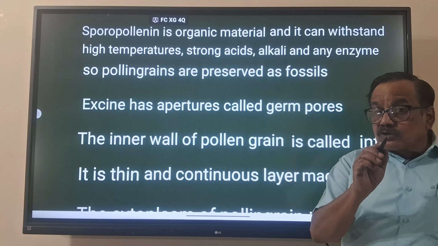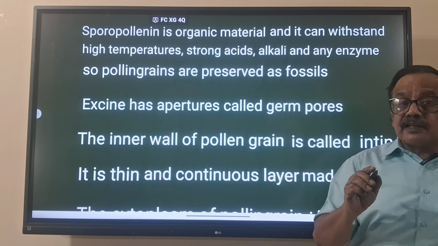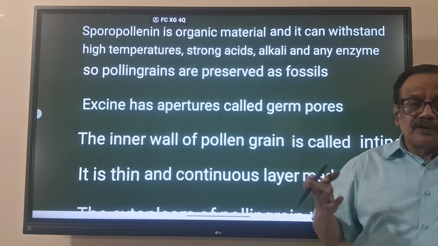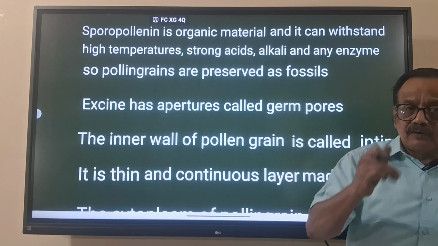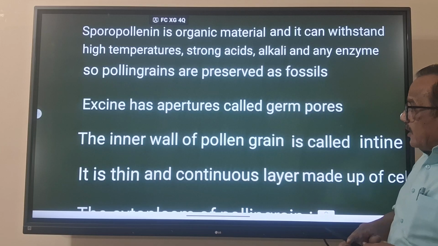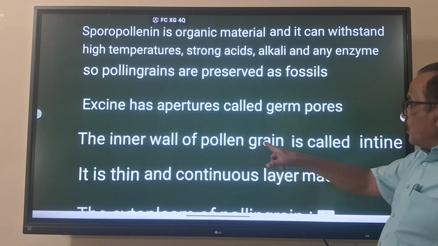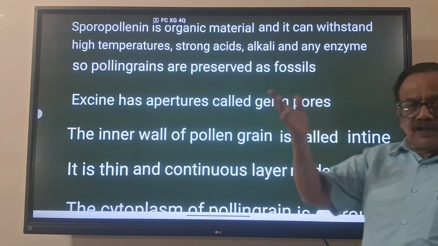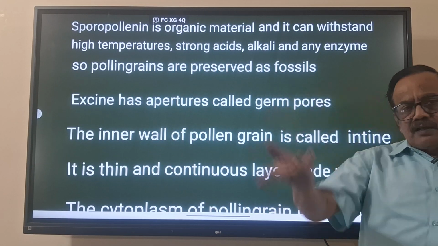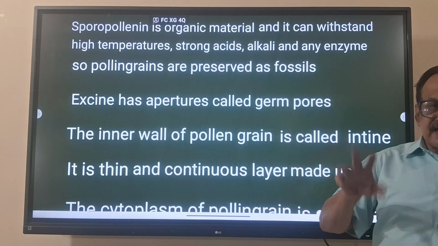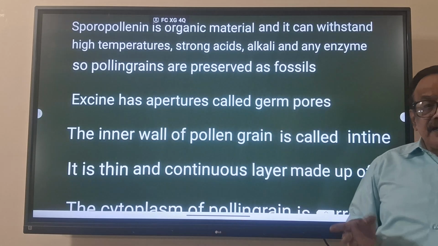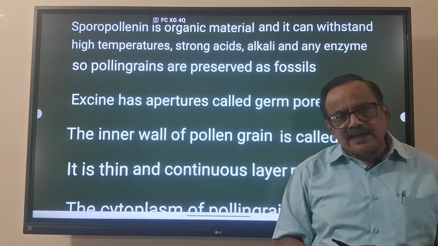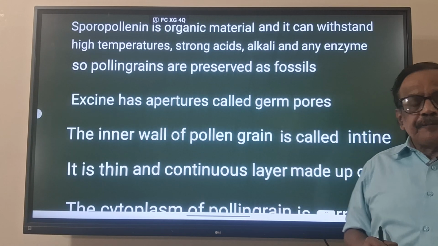And Exine also is important for the formation of the ornamentation on the pollen, which I told you at the start. Next, the inner wall of the pollen grain is called the intine. Two wall layers are present around the pollen grain. The outer layer is the Exine. The intine is just behind the Exine.